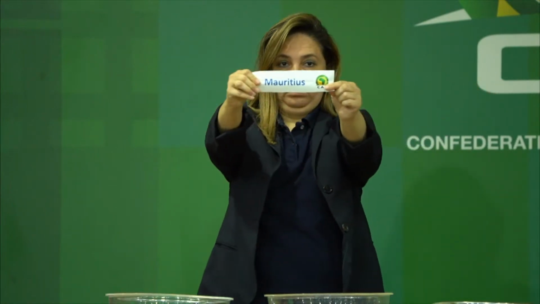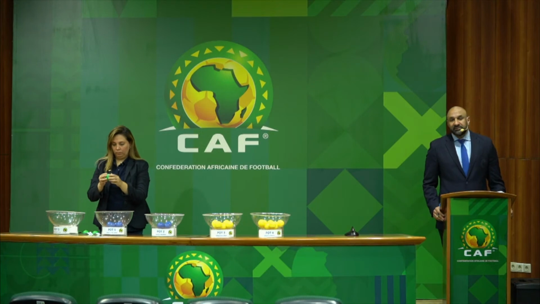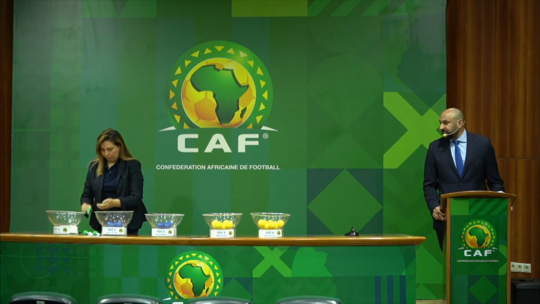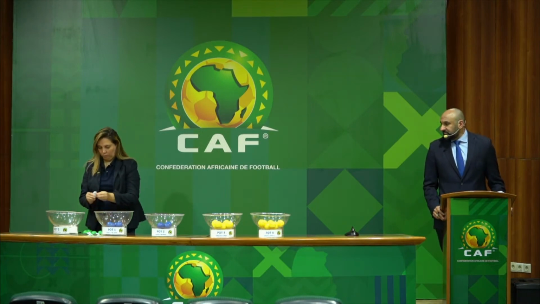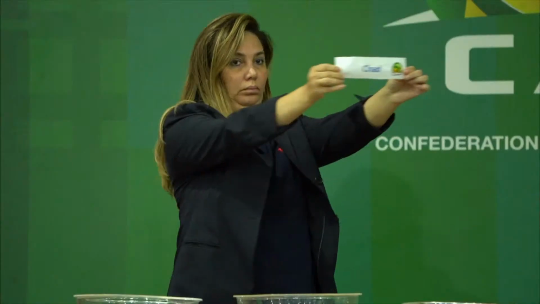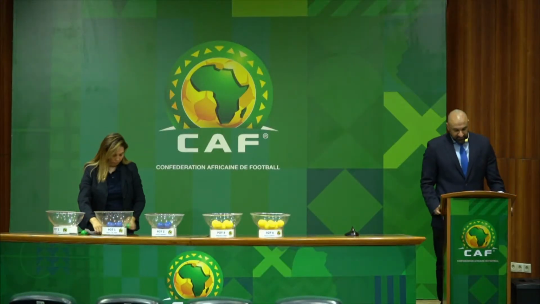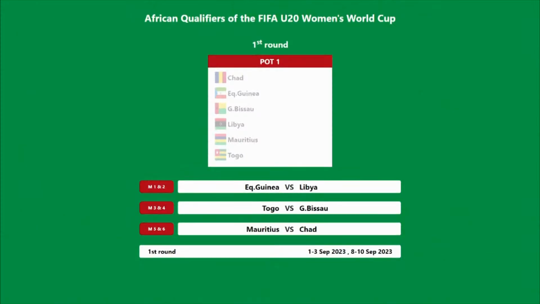Mauritius. Mauritius will play the first leg at home. And just to confirm the last team, this would be Chad. The second leg will be played in Chad. So this concludes the draw of the first round.